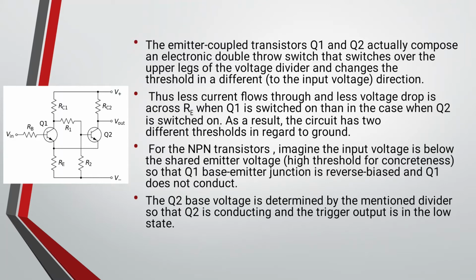For the NPN transistors, imagine the input voltage is below the shared emitter voltage, so that Q1 base emitter junction is reverse biased and Q1 does not conduct. The Q2 base voltage is determined by the mentioned divider so that Q2 is conducting and the trigger output is in the low state.